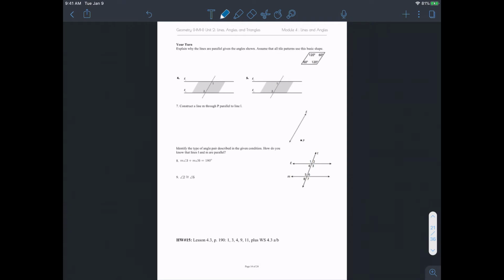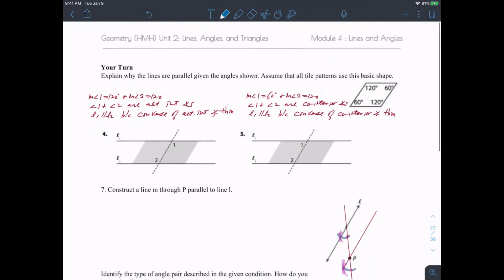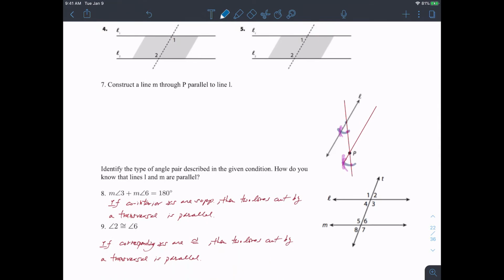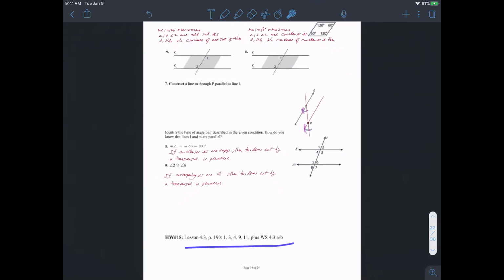Okay, guys. So here's the answer that you should have gotten. Number 7, that's the trace mark that I should have seen right here, right? And then number 8 and 9. Okay. Please note that this is the homework. Make sure you print it out. This lesson goes on actually to 4.4 as well.